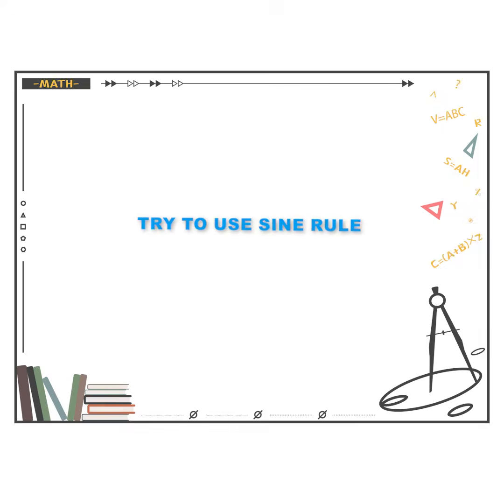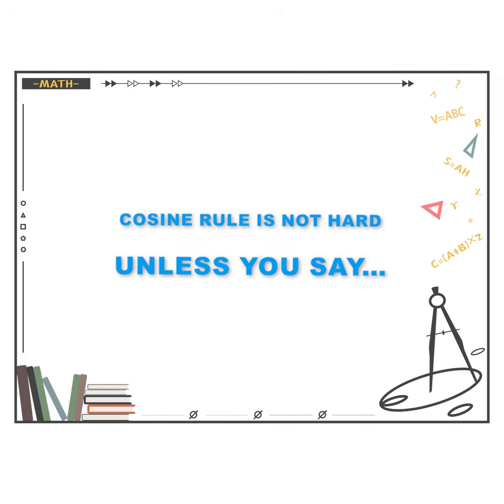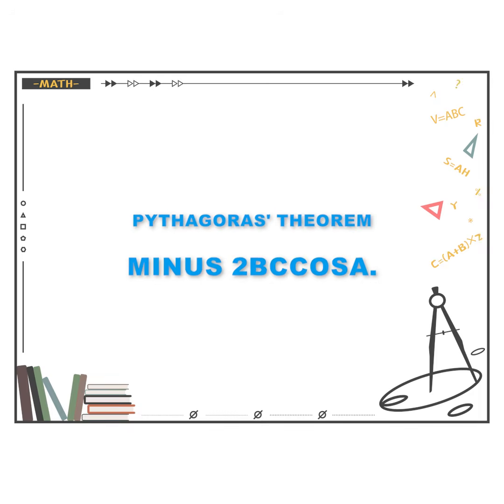Try to use sine rule because it's easy: a over sine A equals b over sine B. Cosine rule is not hard unless you say Pythagoras theorem minus 2bc cos A.